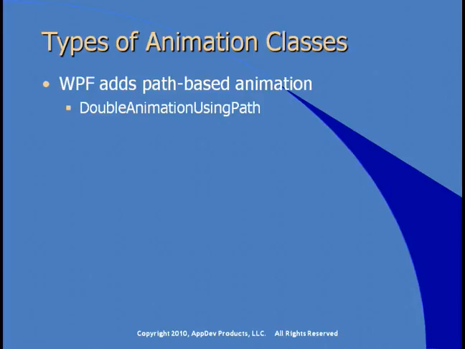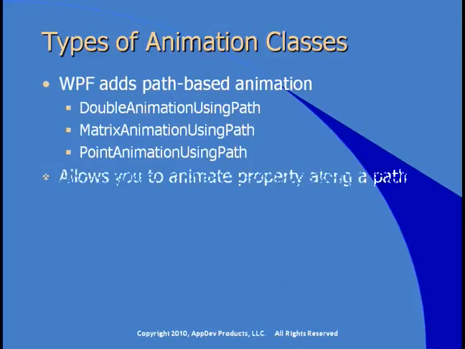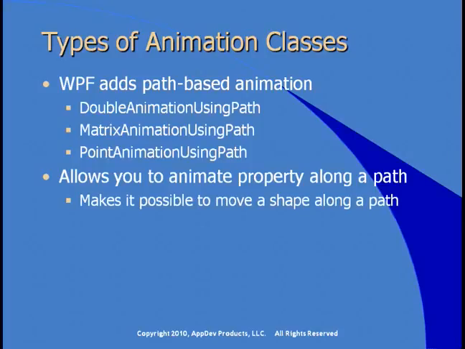There's a double animation using path class, a matrix animation using path class, point animation using path class. These allow you to animate a property along a physical path. You can move things from one place to another along a known path. It makes it possible to move a shape from one place to another, not just from one point to another point, but along a particular shape or path. That's not available in Silverlight, but you can play with that in WPF if you like.